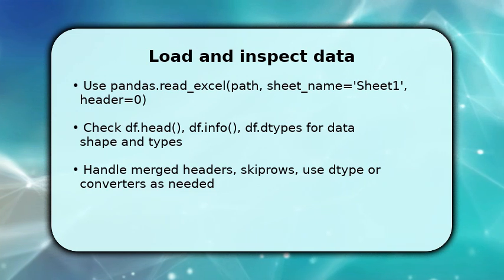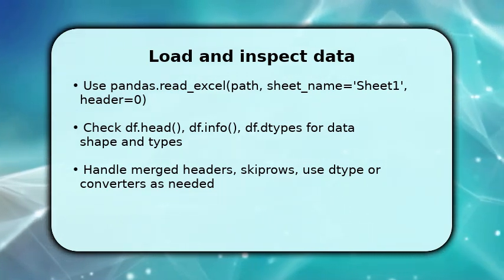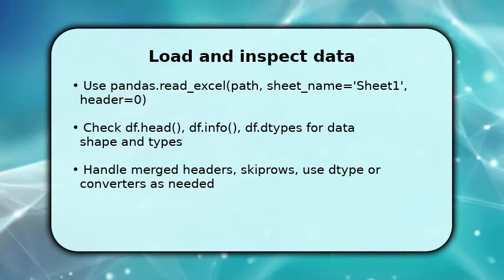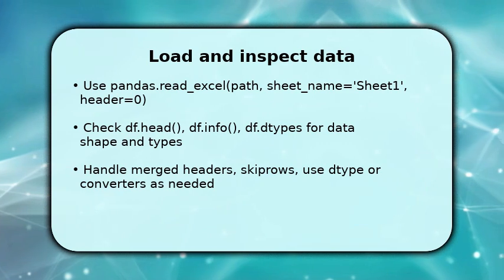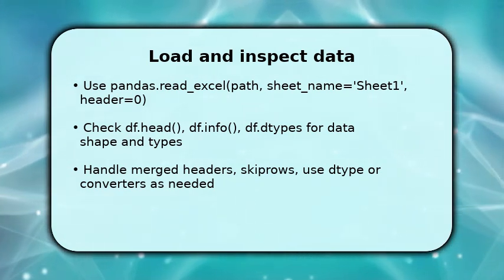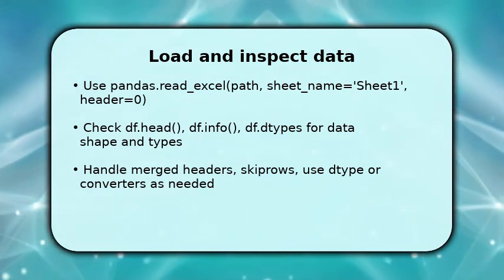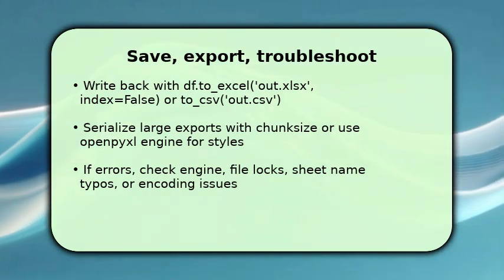If columns are misaligned due to merged headers or extra rows, use skiprows or header parameters. If types are wrong, pass dtype or converters. Once you see the structure, drop or rename columns, parse dates with parse_dates, and make sure numeric columns contain numeric values. To finish, export your processed frame using df.to_excel or to_csv.